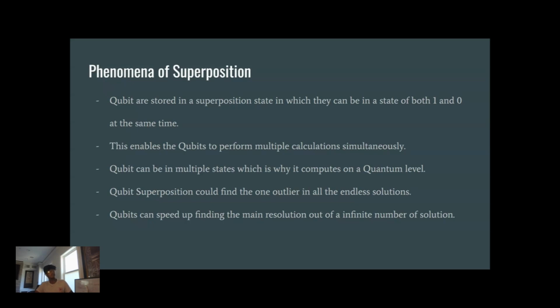Now, qubits can also speed up finding the main resolution out of a number of solutions, like an infinite number of solutions.